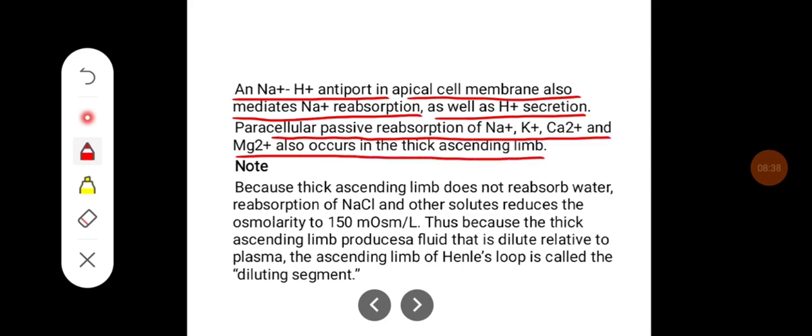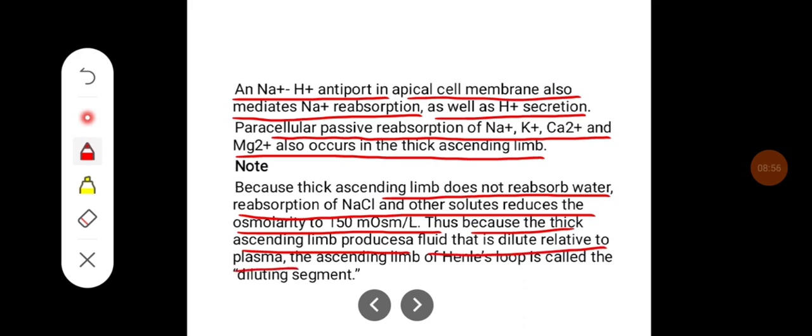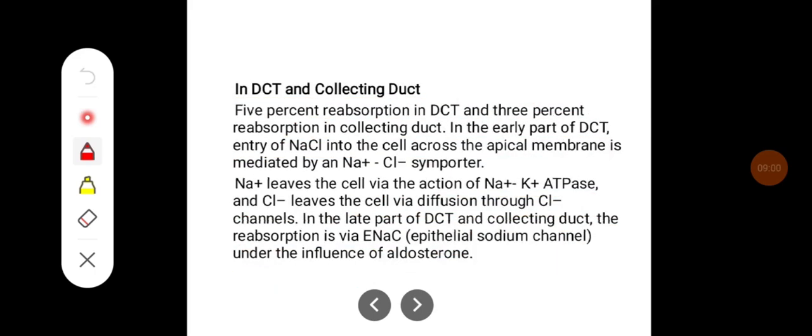Note that because the thick ascending loop does not reabsorb water, reabsorption of sodium chloride and other solutes reduces the osmolarity to 150 milliosmoles per liter. Thus, the thick ascending limb produces a fluid that is dilute relative to plasma. The ascending limb of Henle's loop is called the diluting segment.